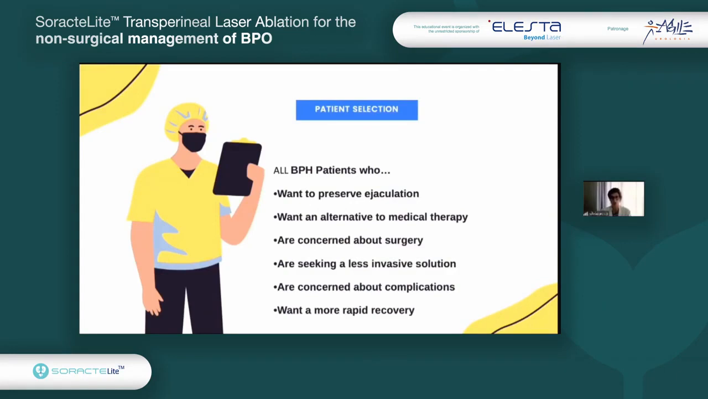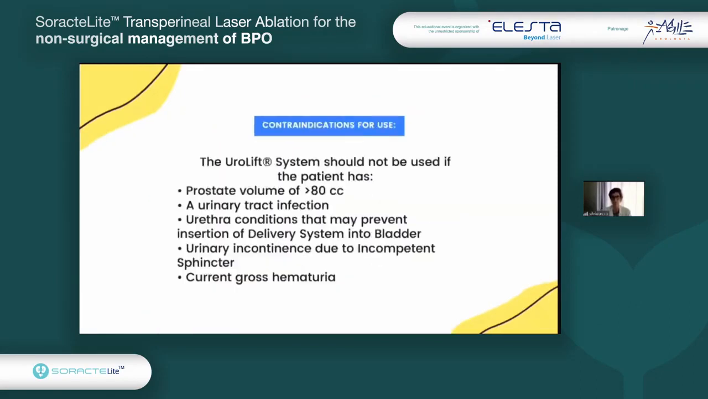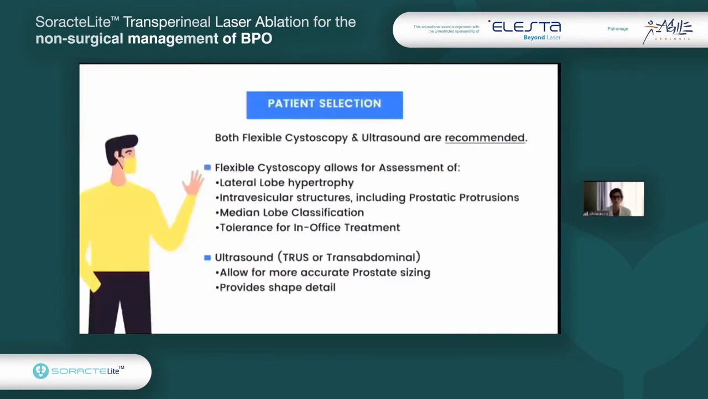Also for patients who want a really rapid recovery, because after the Urolift placement the patient can go home and do normal activities the day after the surgery. But Urolift is contraindicated in patients whose prostate is larger than 80 cc, or patients who have a urinary tract infection, urethral stenosis, or, of course, ongoing hematuria, because it's not necessary to say that we have to treat other things before this particular treatment.